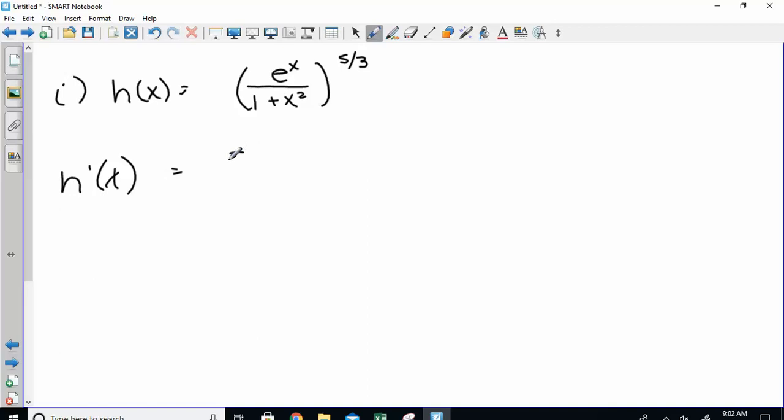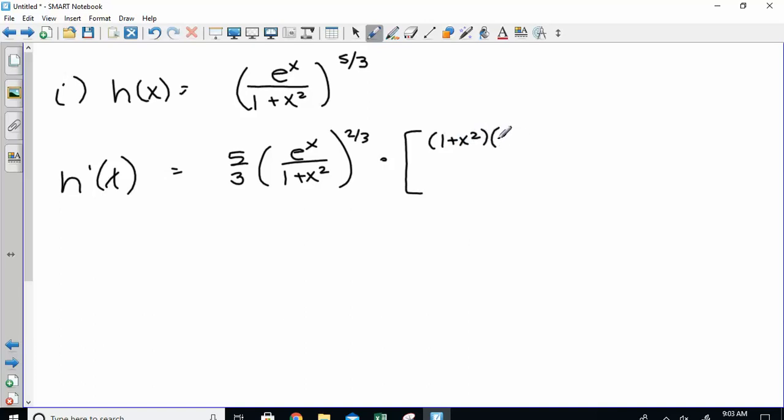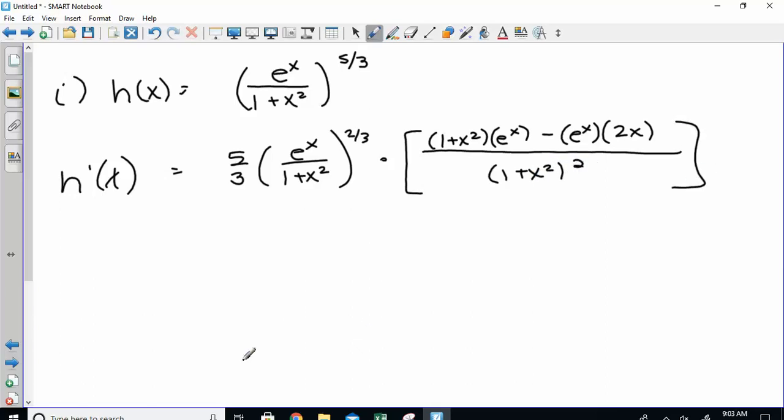So if we just write down the 5/3, inside stays the same. Subtract 1 from the power times derivative of the inside. So to do the derivative of the inside, we have to do the quotient rule. So that's low d high, what's the derivative of e to the x? E to the x. Minus high d low, derivative of 1 plus x squared. 2x. Over low squared.